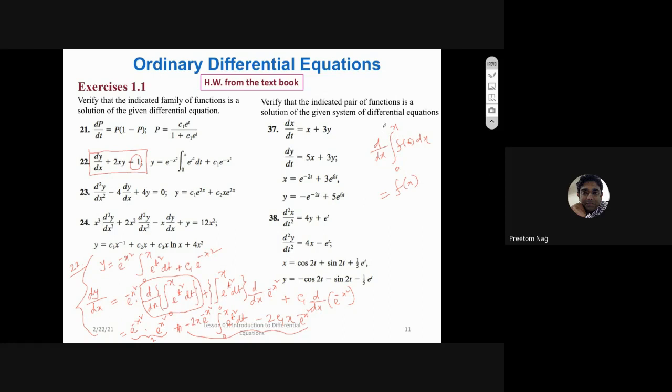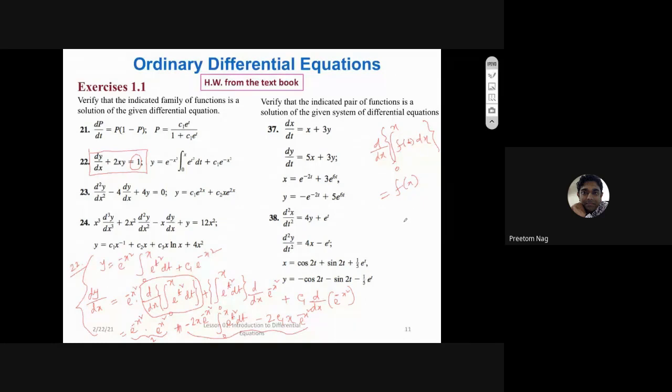You can apply a second bracket in here. Is that okay for everyone? Yes, sir. Have you got the result? Have you verified? Yes, sir. Therefore 22 has been verified, that y is a solution for dy/dx plus 2xy equals 1. The rest, 23 and 24, will also be verified the same way, okay?